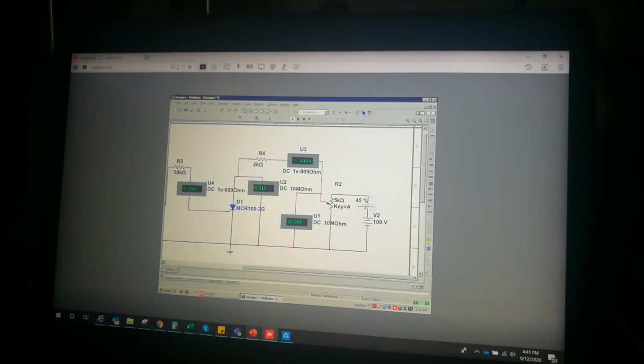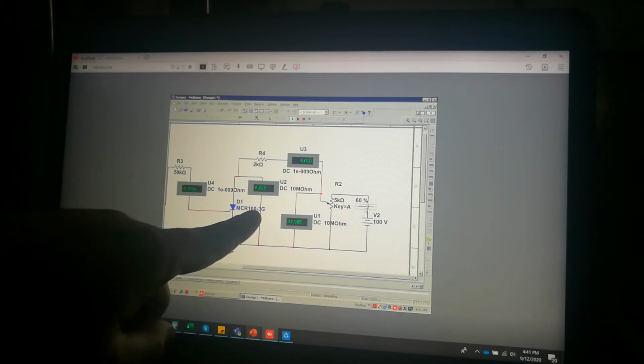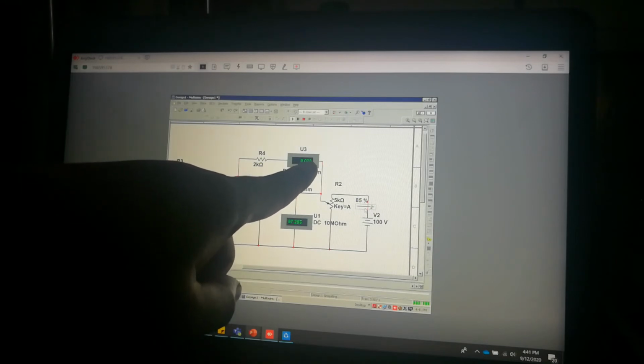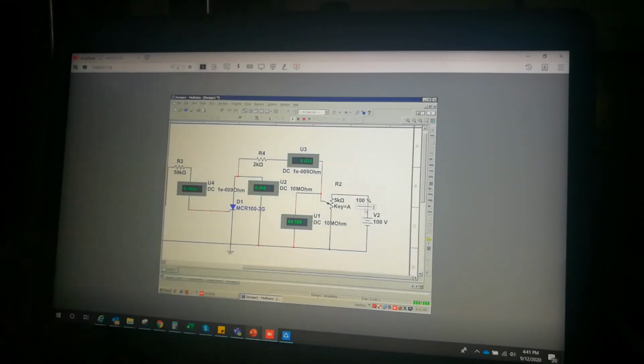At 45%, the SCR actually triggered on because, as you will see, the voltage drop suddenly decreased. It is now 0.515 volt. And we have now a significantly large amount of current passing through this circuit. It's 14 milliamps. If we increase further, the SCR is already on. The voltage across the SCR is already almost constant while I am increasing the supply. It's already near 0.5 volts while the current is increasing as we increase the supply voltage. So that is the property of the SCR.